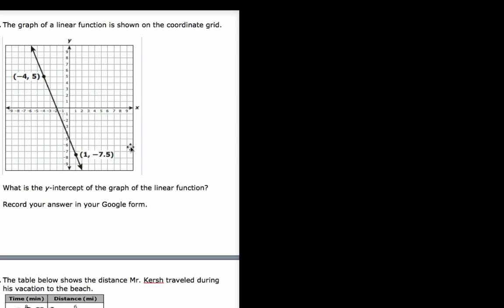14. The graph of a linear function is shown on the coordinate grid. So you notice that line going through -4, 5, and 1, -7.5. What is the y-intercept of the graph of the linear function? Record your answer in your Google form. The formula for this is listed above with the formula chart. Pause the video, answer the question.